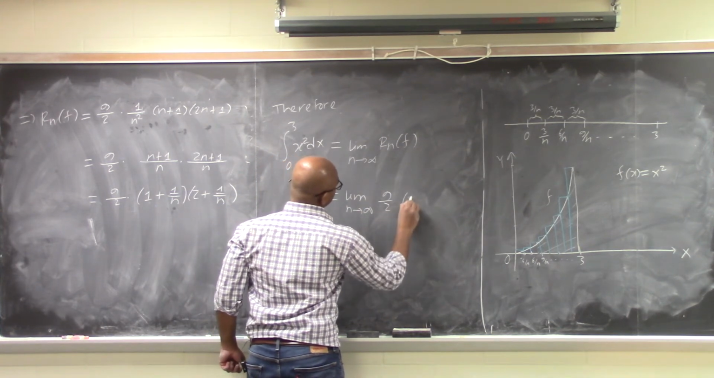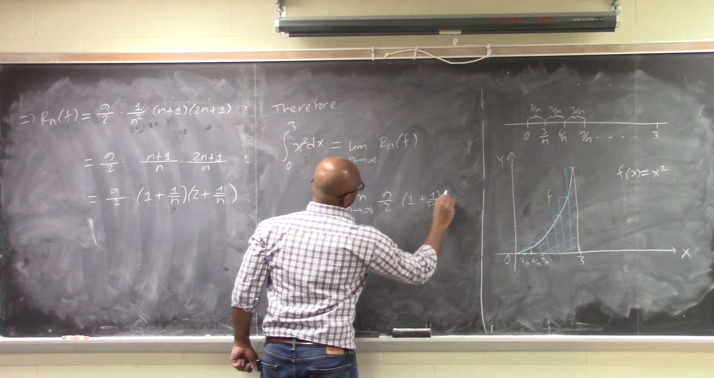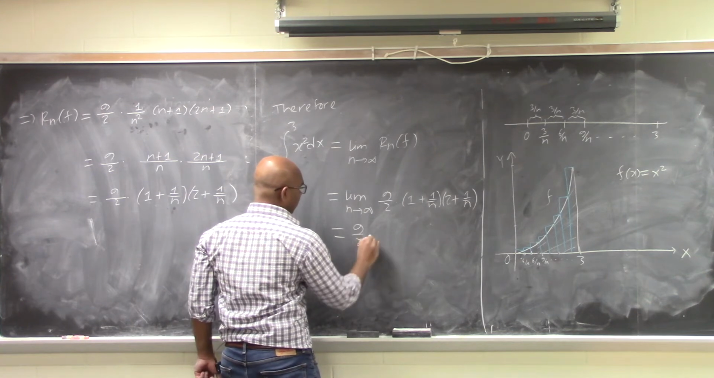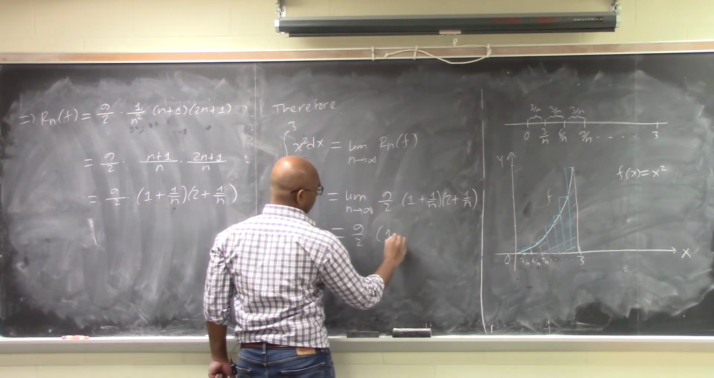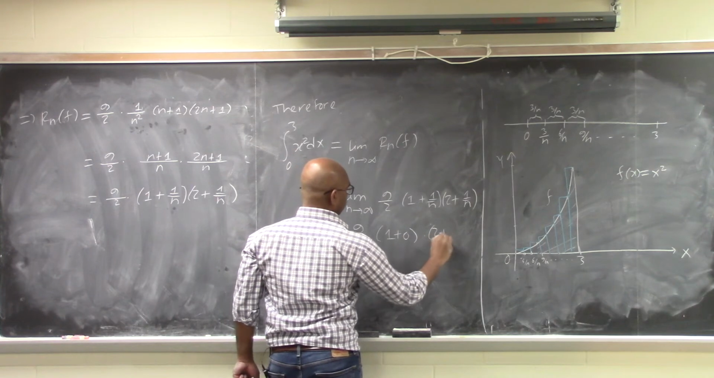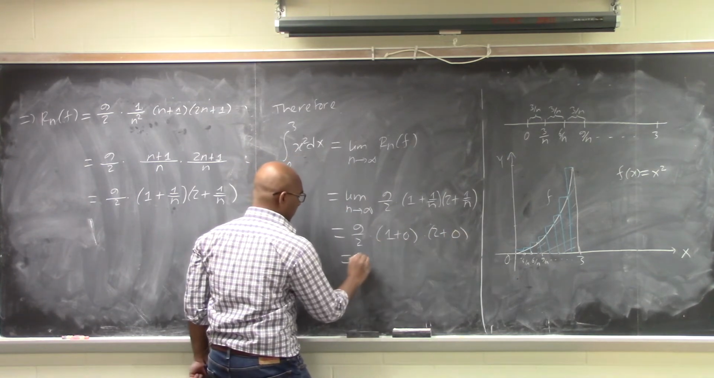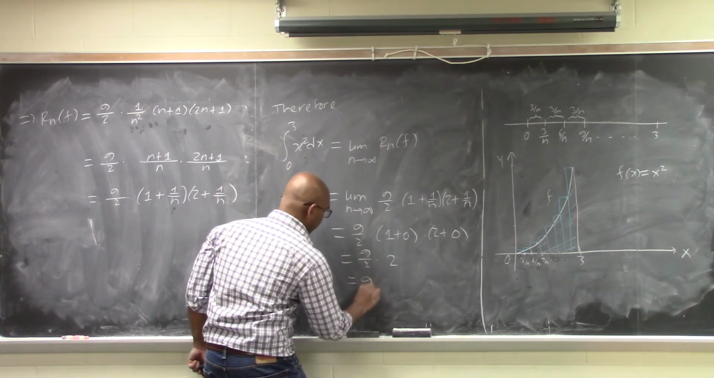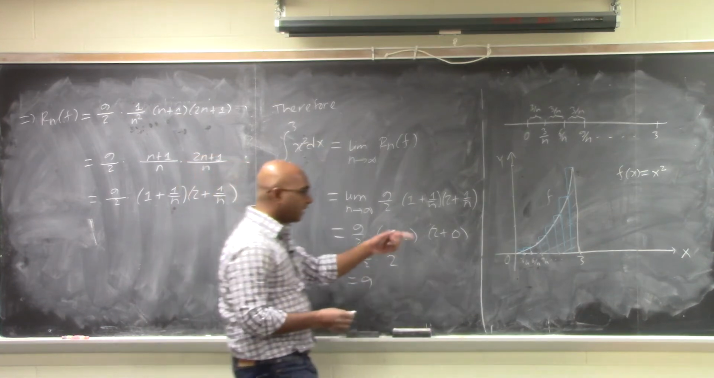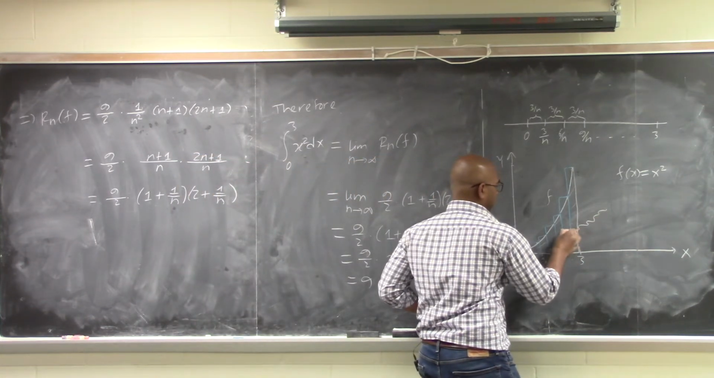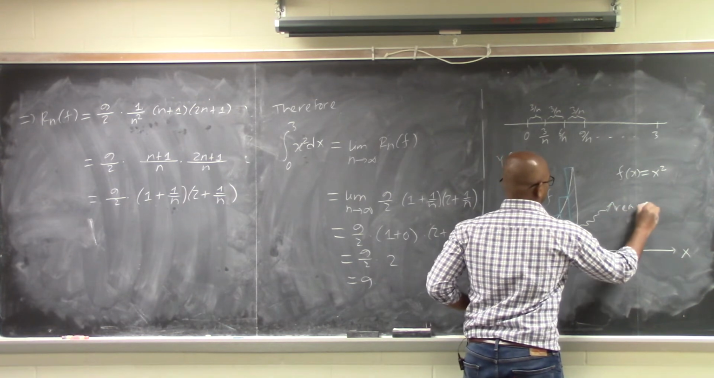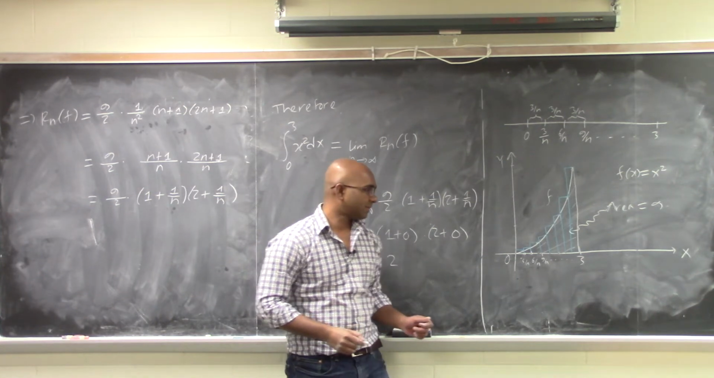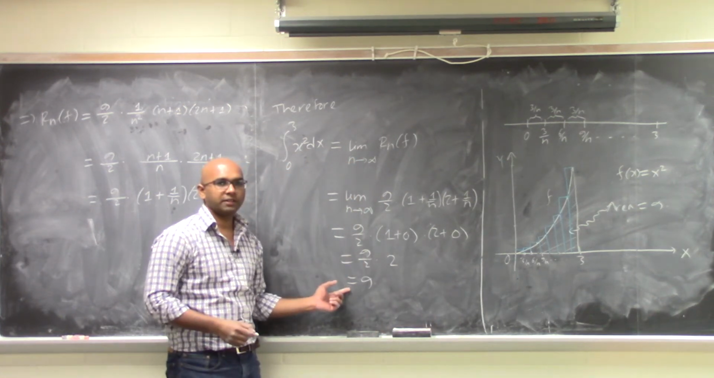Now that guy is 9 over 2 times 1 plus 1 over n times 2 plus 1 over n, okay? And 9 over 2 is a constant factor. You can distribute this limit. So the first one is 1 plus 0 and the second one is 2 plus 0. So this is 9 over 2 times 2, and that means this integration is 9, okay? So this area is 9. Okay. This is how we get it.